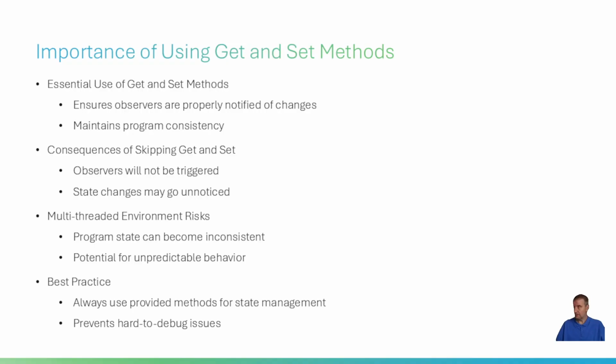Again, I already mentioned this: use the get and set methods on the properties, otherwise the subscribers won't get notified. The consequence of not using get and set is that observers will not be triggered and state changes may go unnoticed, and that results in inconsistent state. So always use the provided methods for state management, and anyone who has used React will vouch for that. Why? Because it keeps data consistent, but it also prevents some hard to debug issues, and that's to your benefit.